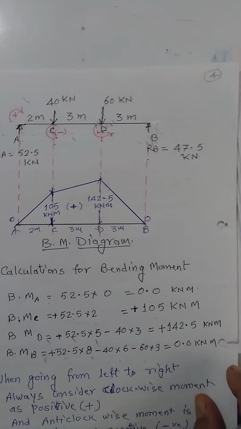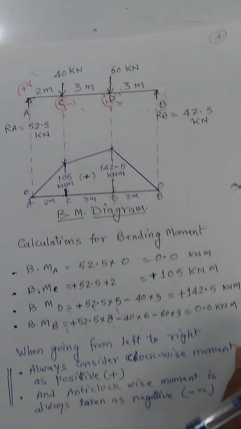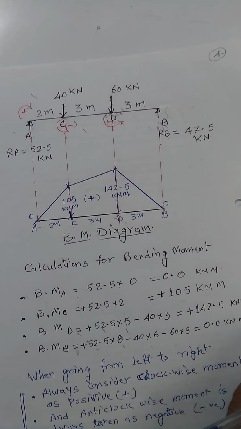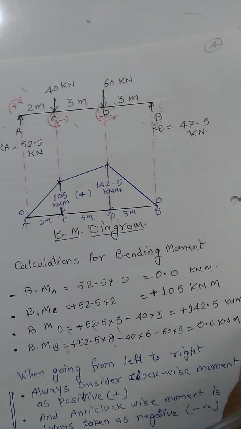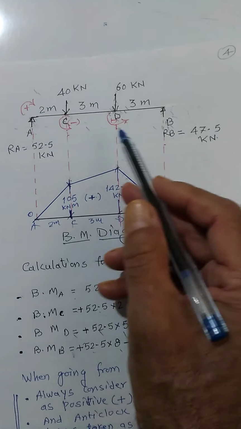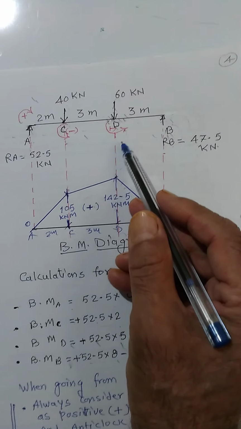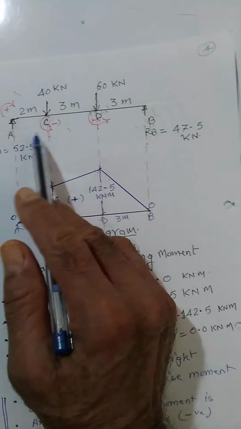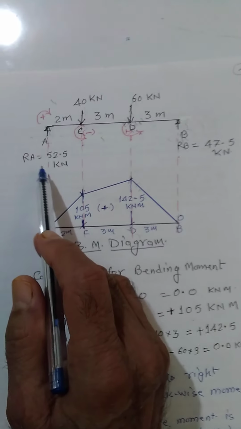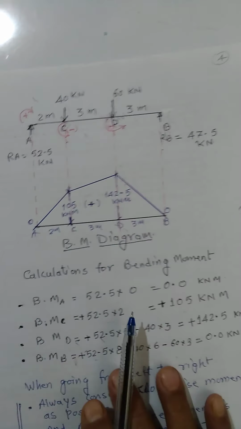Now we'll go for the next type of problem, which is with two point loads. We have already solved all these problems in the beginning for finding out the reactions as well as the shear force. Here again the span is 8 meters, and at 2 meters and 5 meters from A, there are two loads of 40 and 60 kilonewtons. Now the reactions are 52.5 and 47.5.